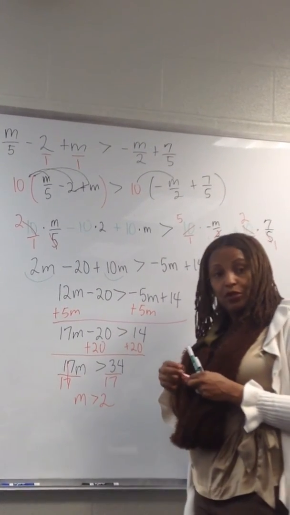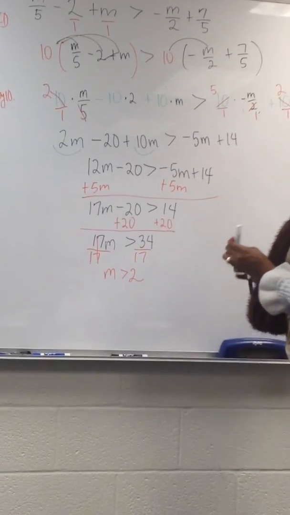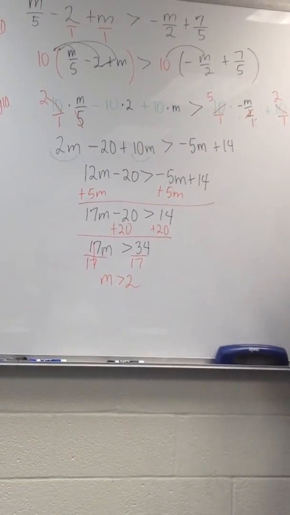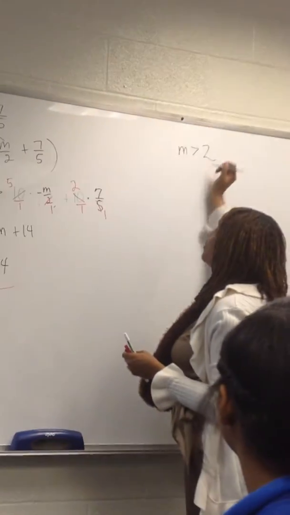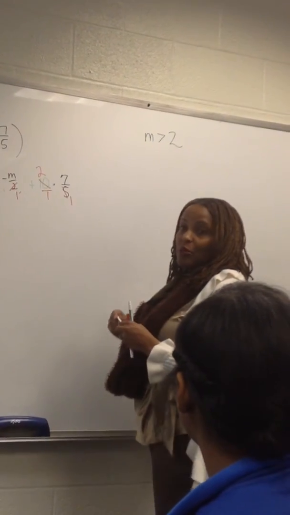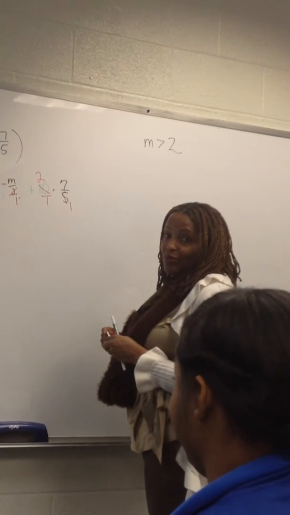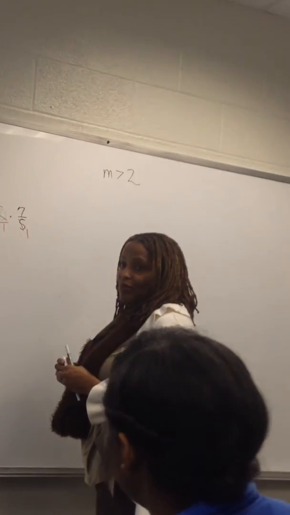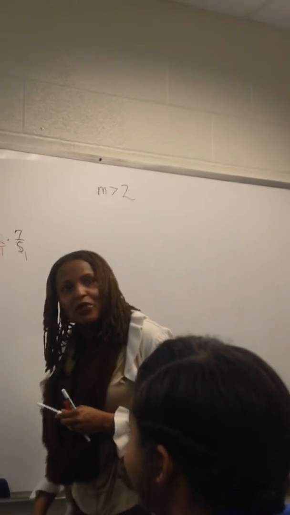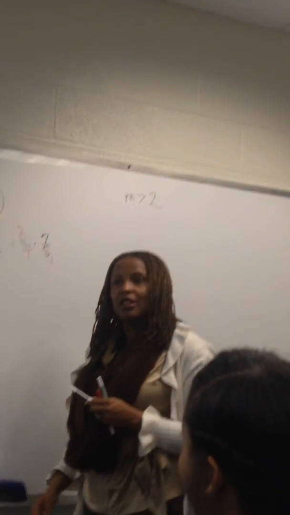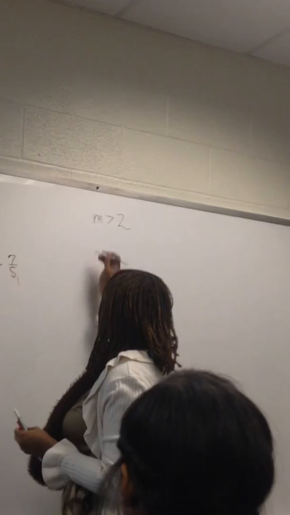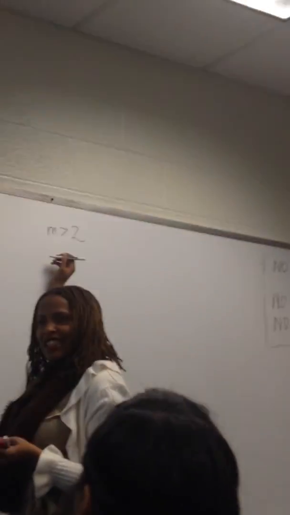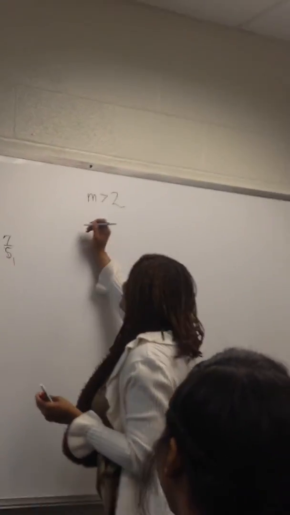M is greater than 2. How do we write that in interval notation? We have m greater than 2. What's my recommendation before you write interval notation? Graph it. Thank you. Why y'all look like deer headlights? I don't know. Graph it.